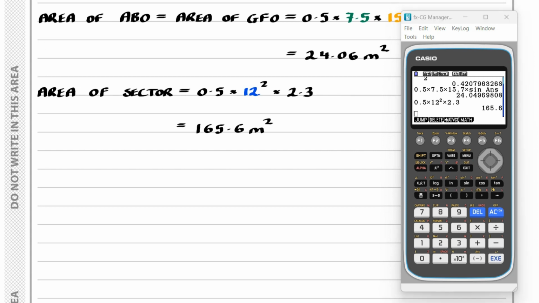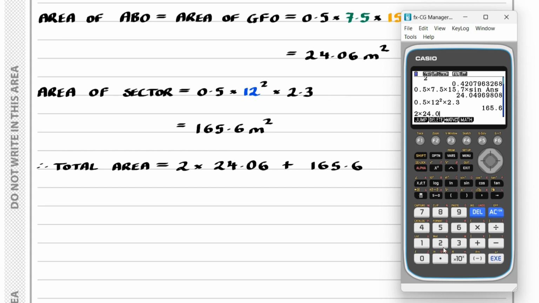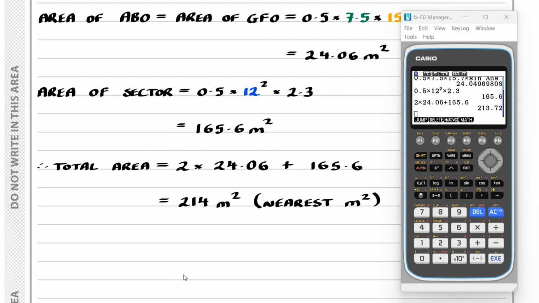165.6. So the total area, we've got 2 times by the area of each triangle, and then we add on the area of the sector, and if we work this out, we get 214 meters squared to the nearest square meter.